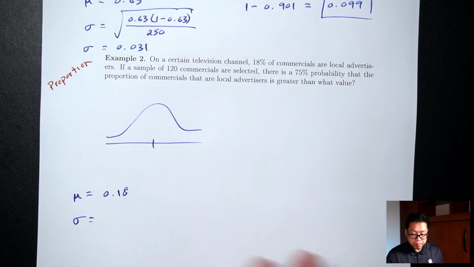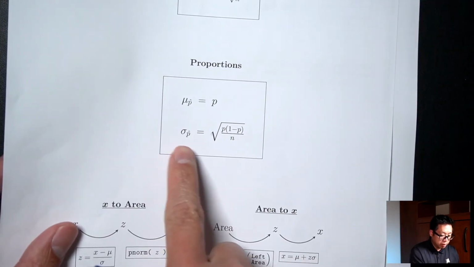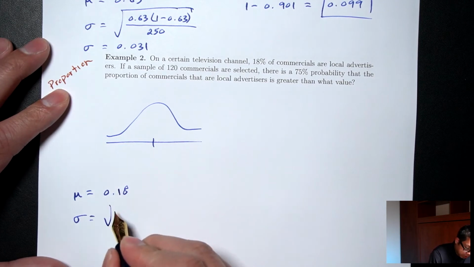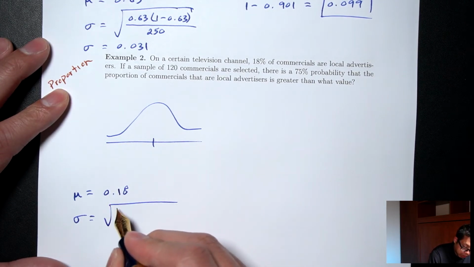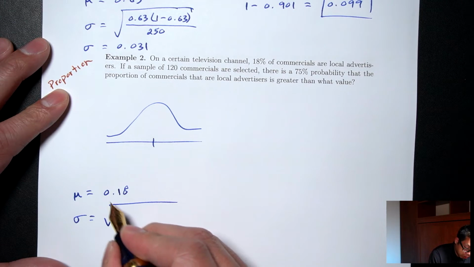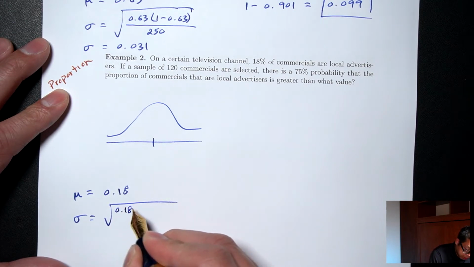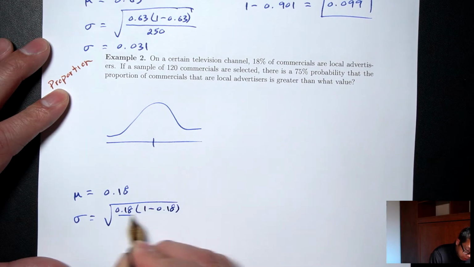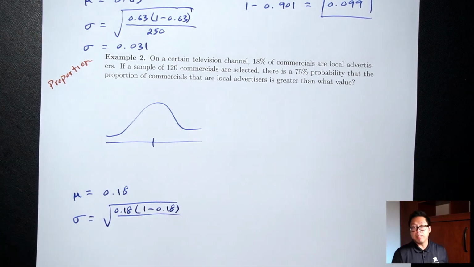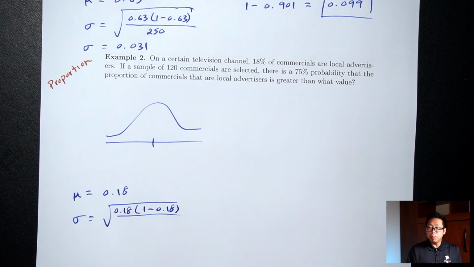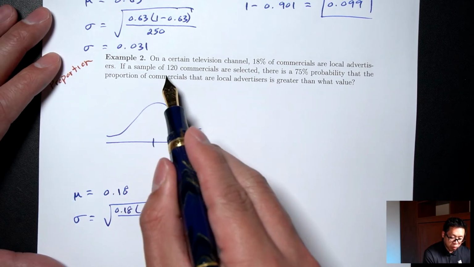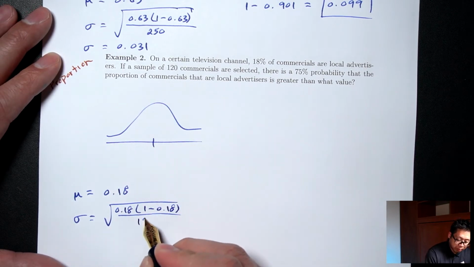Our standard deviation, that's going to be this big square root formula. So big square root on top, it's going to be P, which is 0.18, times 1 minus 0.18, over N, the sample size. Usually it's how many people are we picking, but in this case we're picking commercials. So how many commercials are we picking? Sample of 120 commercials. So 120.